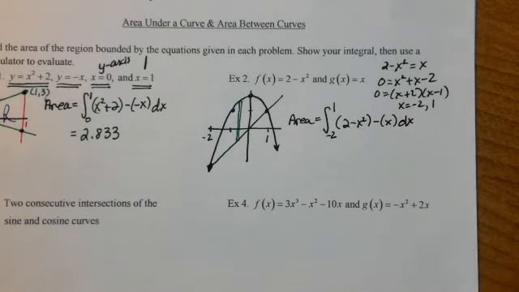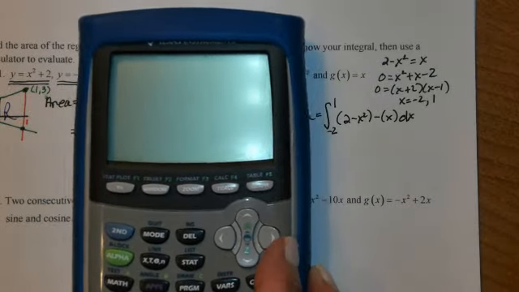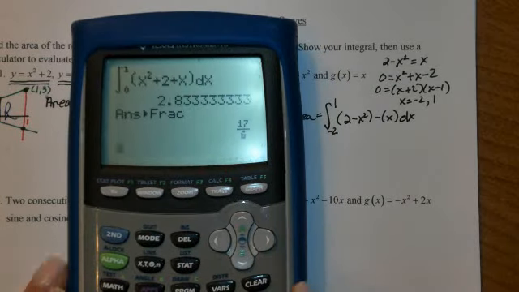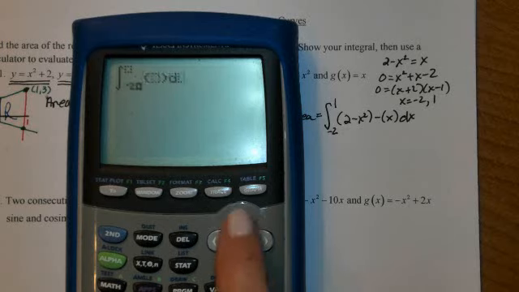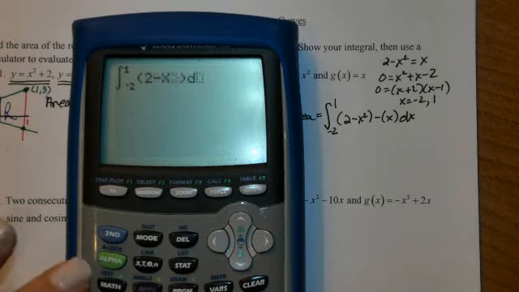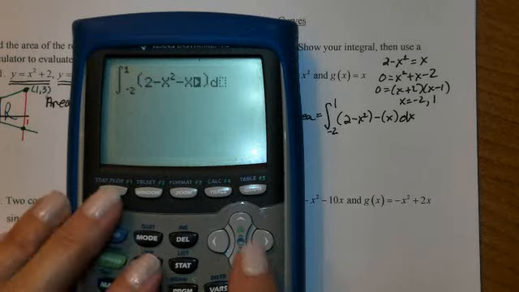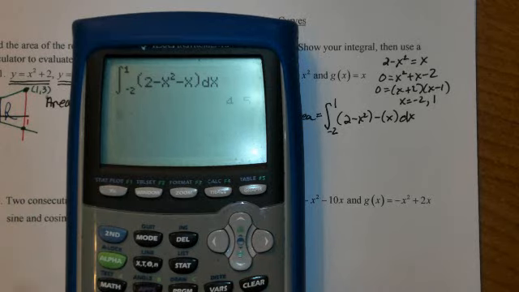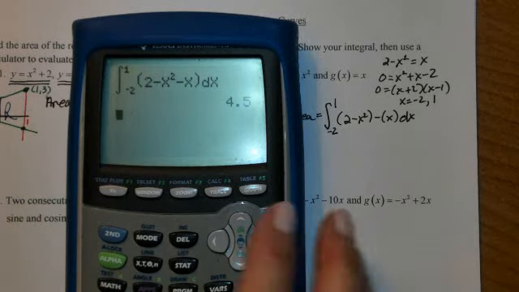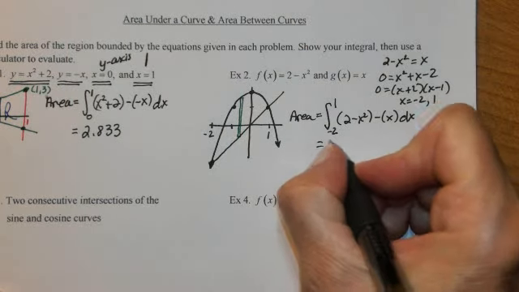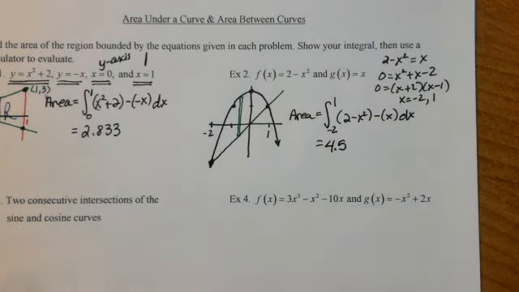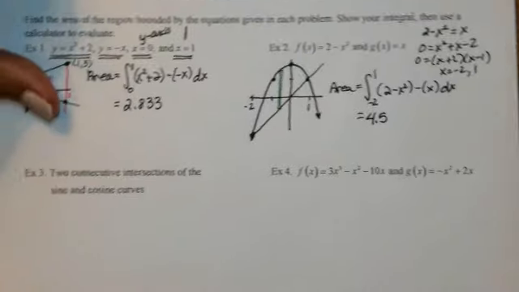Okay? Calculator time. Okay, math 9 again. -2 to 1. And then 2 minus x squared minus x dx. And we get 4.5. Not bad. I don't think it's bad.